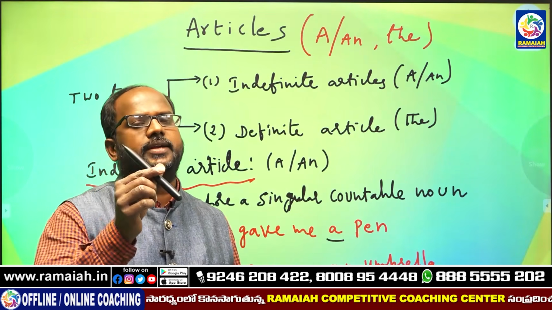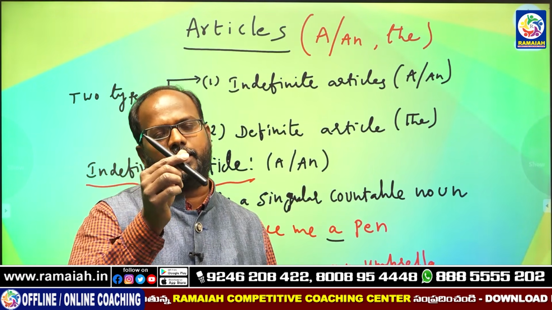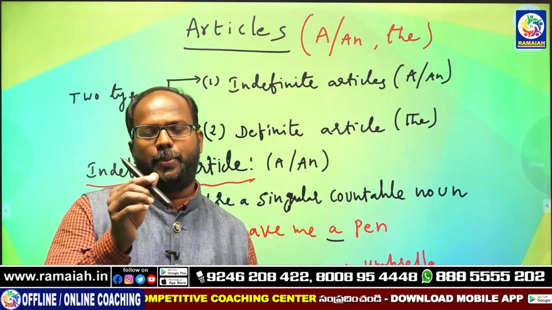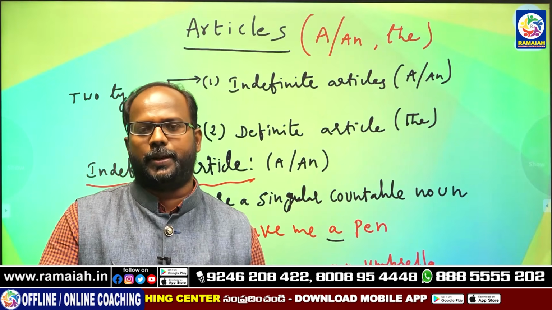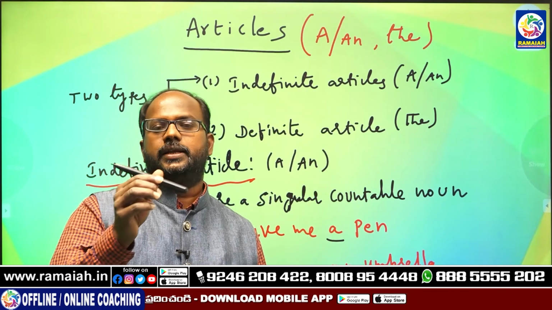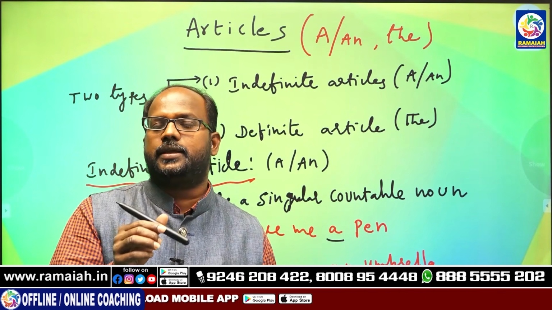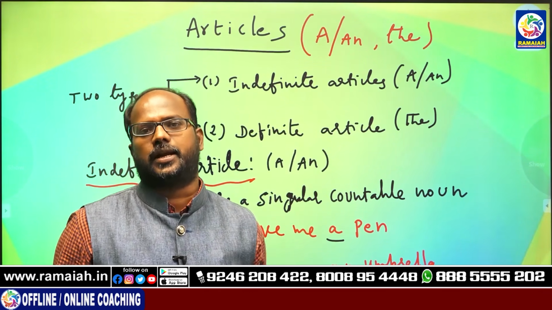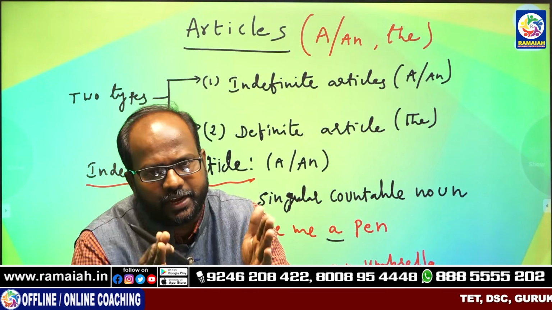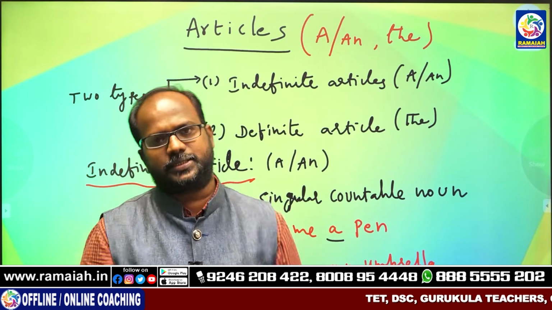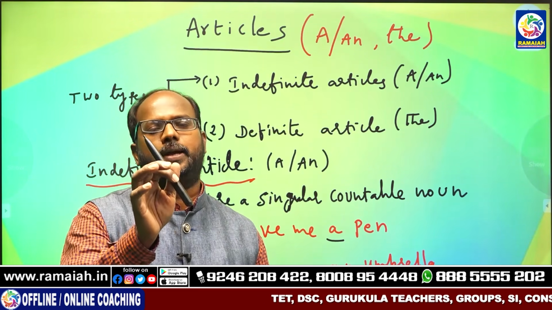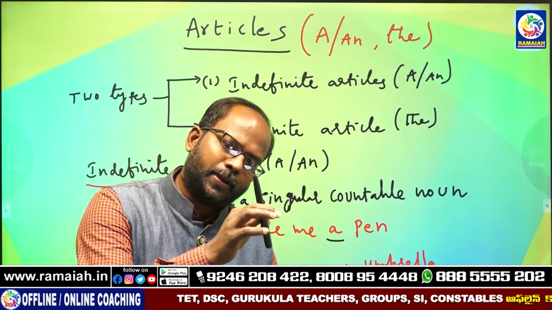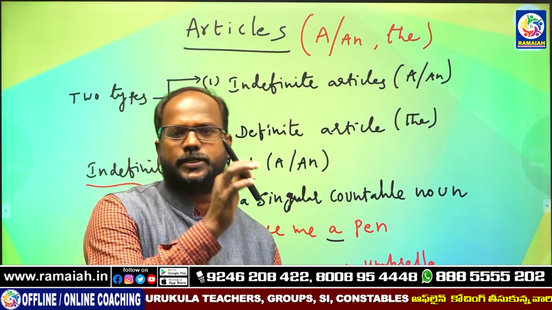See, it's a pen, it's a pen. ఇది ఒక పెన్ను. A pen, one pen. It is the pen which is presented by the chief minister, the pen. Both sentences are right. Can you find any difference between these two sentences? It is a pen, it is the pen presented by the chief minister.